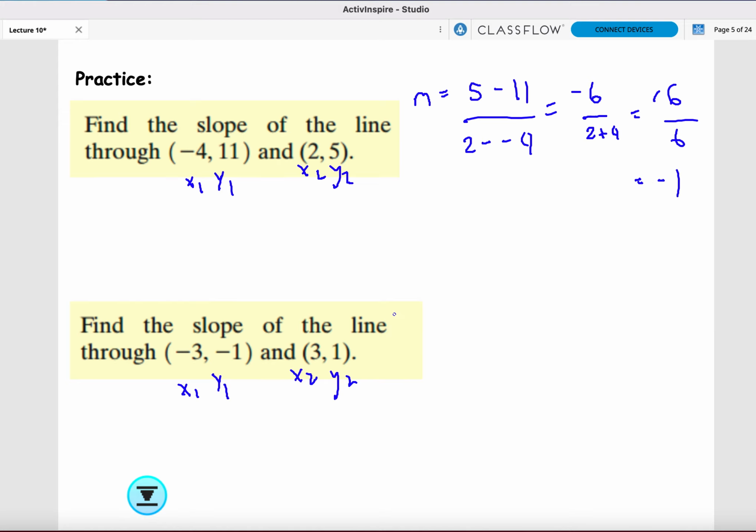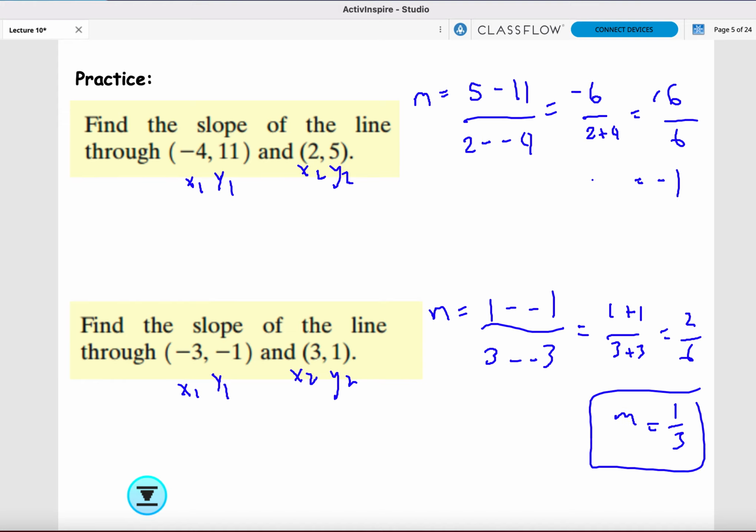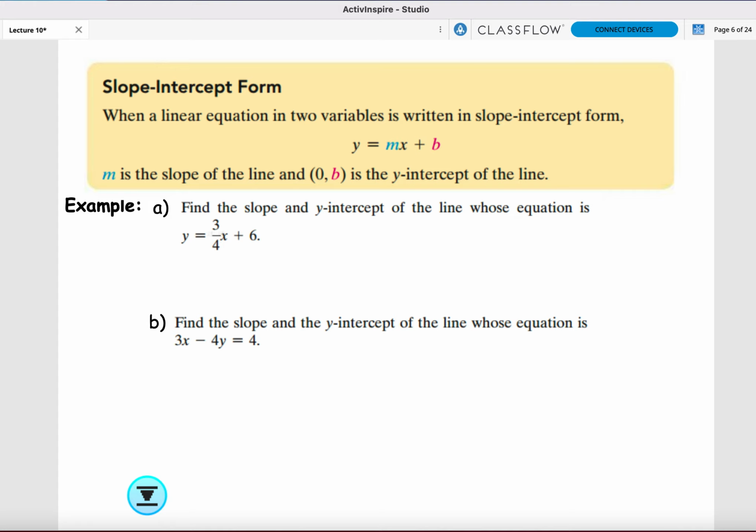Now we're going to do the next one. So m equals y2, which is 1 minus negative 1 over 3 minus negative 3, which is just 1 plus 1 over 3 plus 3, which is 2 over 6, which simplifies to 1/3. You always want to simplify to the smallest fraction that you can. Alright, now we move on to the next one.